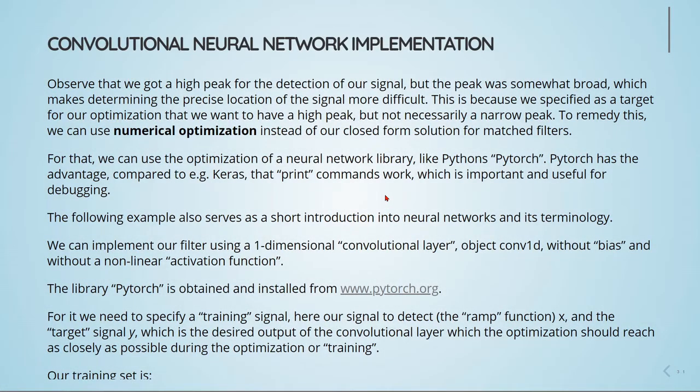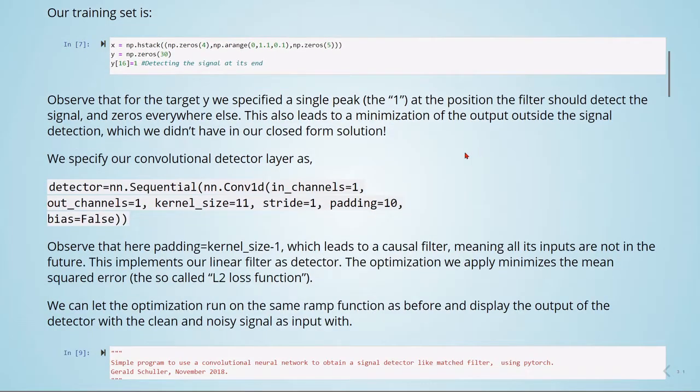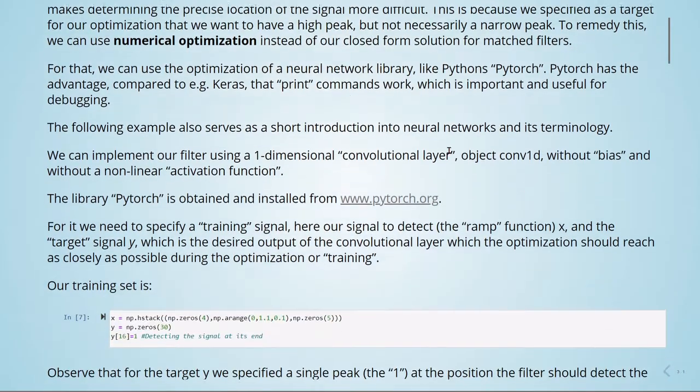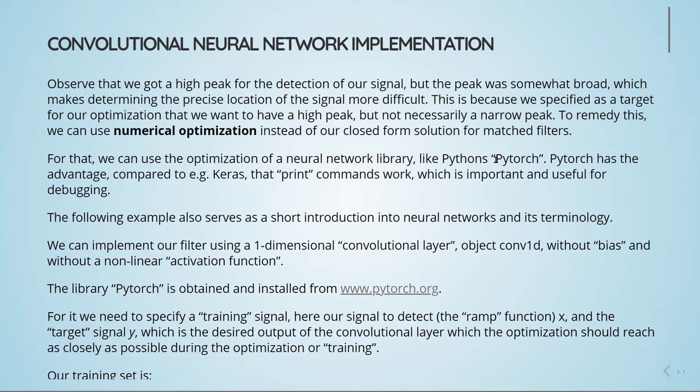In the following example, we will implement something like a matched filter but using convolutional neural networks. It just serves as a short introduction into neural networks and their terminology. We are going to use PyTorch, so we will not go into detail here on how PyTorch really works, but it's more an example to get a short introduction.